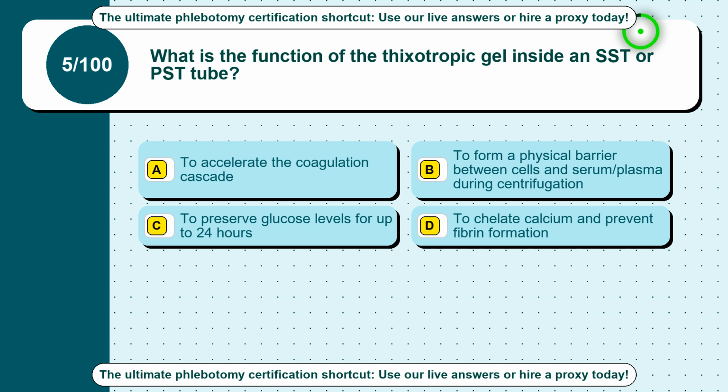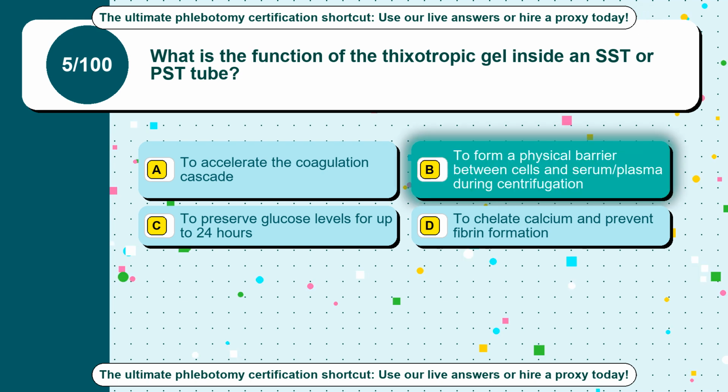Question 5. What is the function of the thixotropic gel inside an SST or PSD tube? Option A. To accelerate the coagulation cascade. Option B. To form a physical barrier between cells and serum/plasma during centrifugation. Option C. To preserve glucose levels for up to 24 hours. Option D. To chelate calcium and prevent fibrin formation. The correct answer is option B.